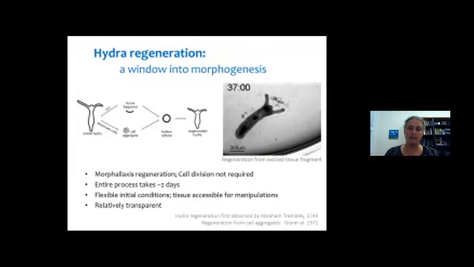What makes this a really nice system is that we have a lot of flexibility. We can play with the initial condition of the system. The tissue is accessible for physical manipulation. It's relatively transparent, and we can follow the whole regeneration process from start to finish.